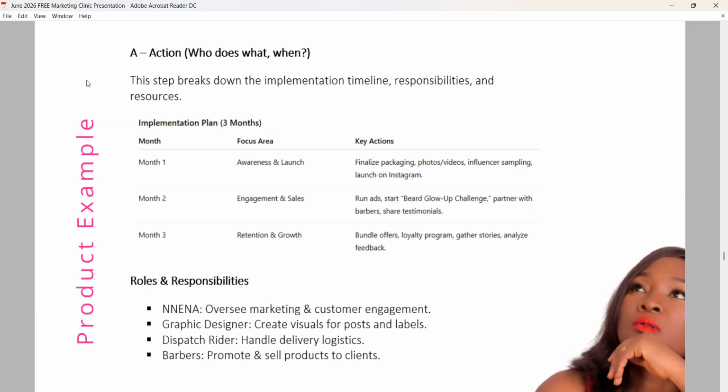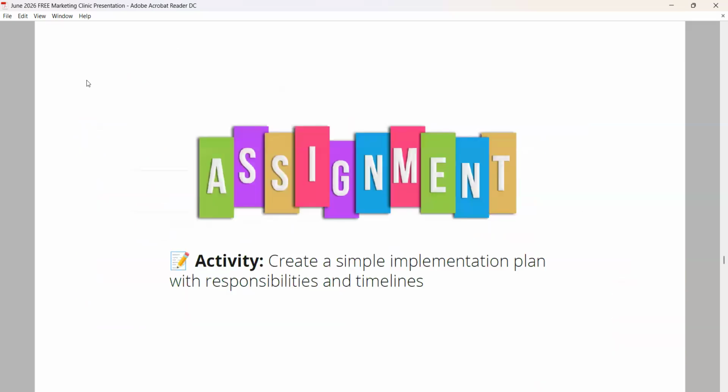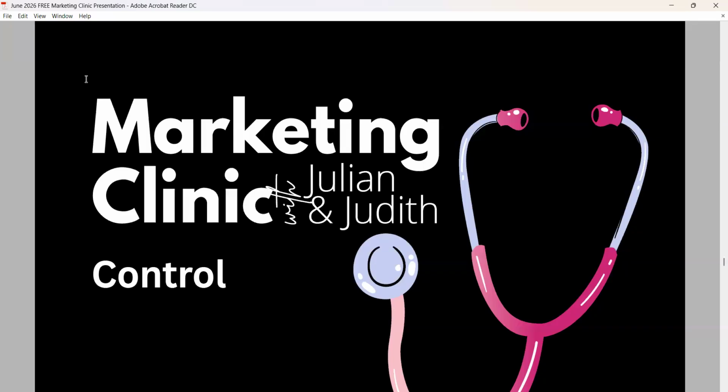In month 3, she's going to focus on retention and growth. Bundle offers, loyalty programs, gather stories, analyze them, and put them out there. Look at her roles and responsibilities. Nena is very, very clear on what she wants. Okay, we don't have an example for Julian. Let's move to control. It's not like you can't have an example, but just to reduce the length of our video.